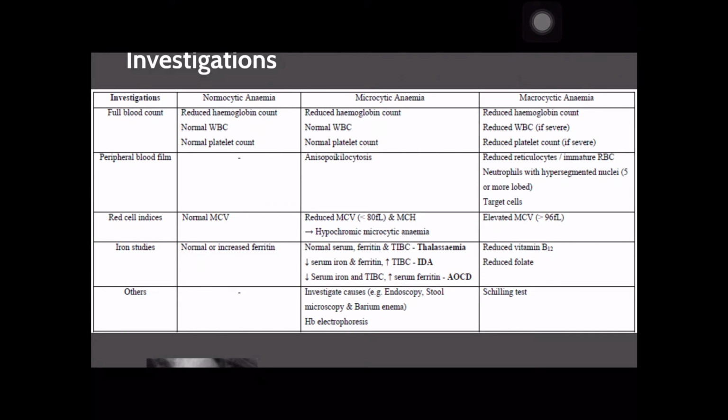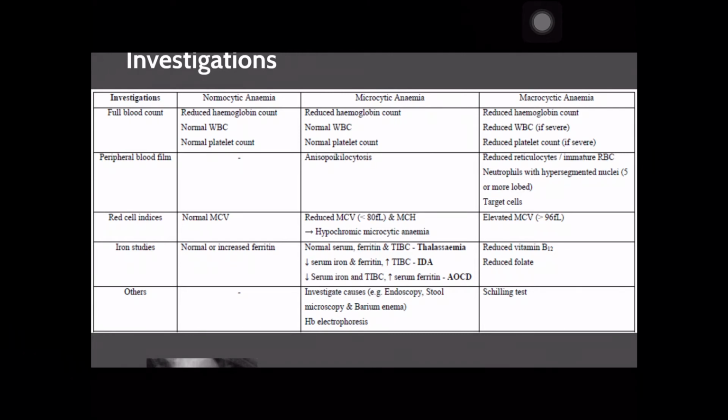In iron study of microcytic anemia, normal serum iron, ferritin, and total iron binding capacity is thalassemia. Low serum iron and ferritin but high total iron binding capacity is iron deficiency anemia. Last but not least, low serum iron and total iron binding capacity but high serum ferritin is anemia of chronic disease, such as chronic liver disease and chronic kidney disease.